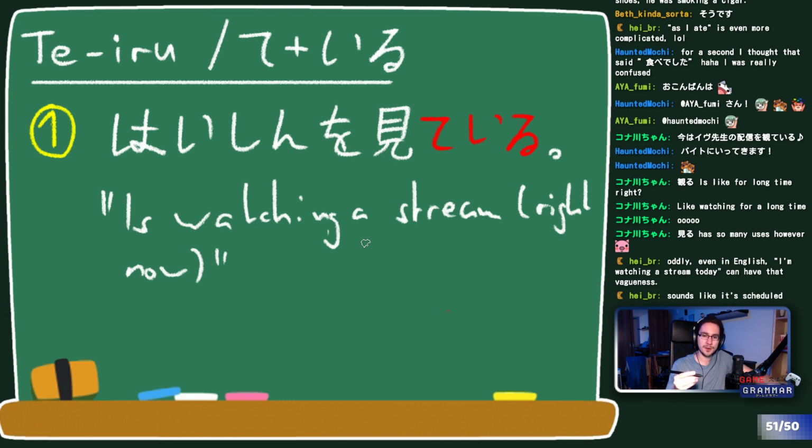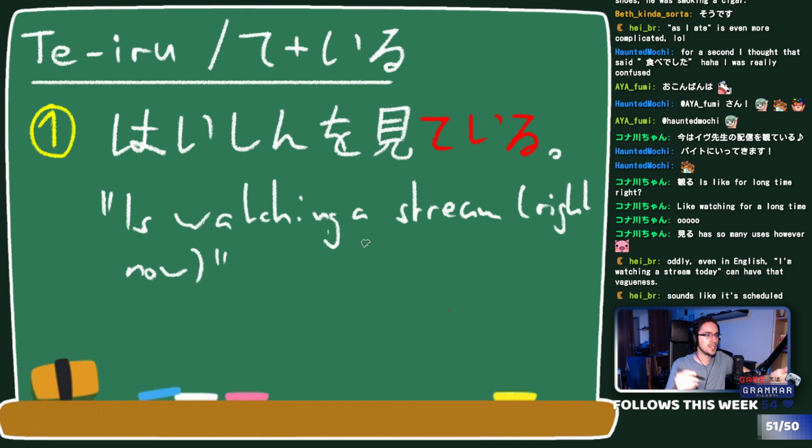Some other nuances there is that te-iru can also be used for very habitual actions, okay? So, for example, if we want to talk about what we've been up to recently, we can also use te-iru. Sounds like it's scheduled. Oddly enough, I'm watching a stream today can have that vagueness. Yeah, it's true. I don't want to get too much into English because that's another issue with trying to go into like, oh, this tense corresponds to this tense. English tenses are really messy and really difficult in my opinion. So I don't even want to touch too much on the English system. Also because it's not even that important, to be honest. We just need to understand the Japanese.